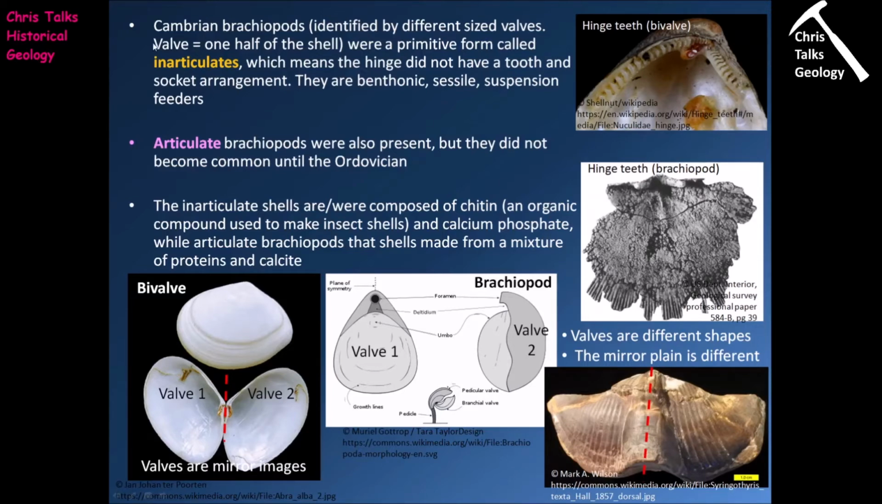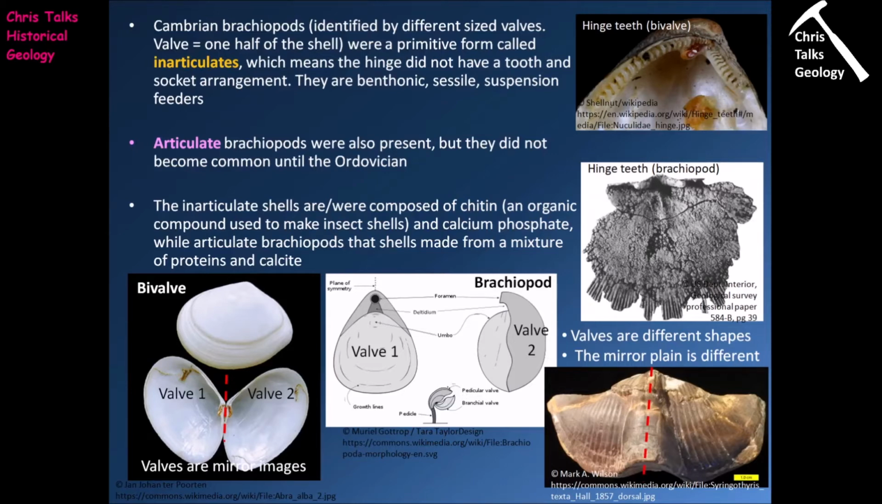So in terms of the Cambrian brachiopods themselves, they were benthic, so they lived on the seafloor, they were sessile, so they couldn't move, and they were suspension feeders. If we use this diagram down here, here's our brachiopod, it would attach itself to the seafloor using a pedicle, and when it was underwater, the valves would open and allow little appendages to come out, and those appendages would essentially allow the organism to filter feed.